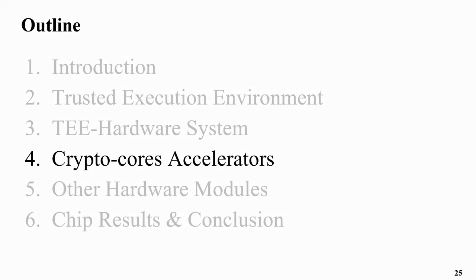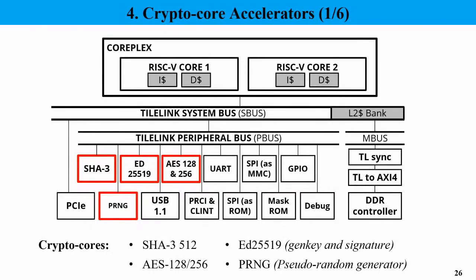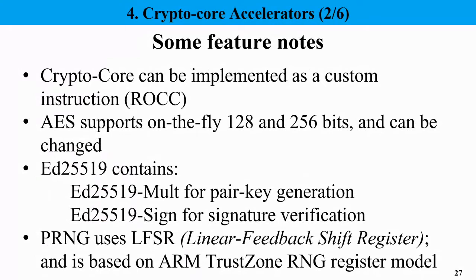So let's talk about the crypto core accelerators themselves. We included these crypto cores. The list is the SHA-3, the accelerator for hashing; the ED25519 accelerator for generating keys and signatures; the AES for encryption, where we support AES 128 and 256; and a PRG that is going to act as a random number generator. The crypto cores can be bound to the peripheral bus or implemented as a custom instruction using our RoCC.